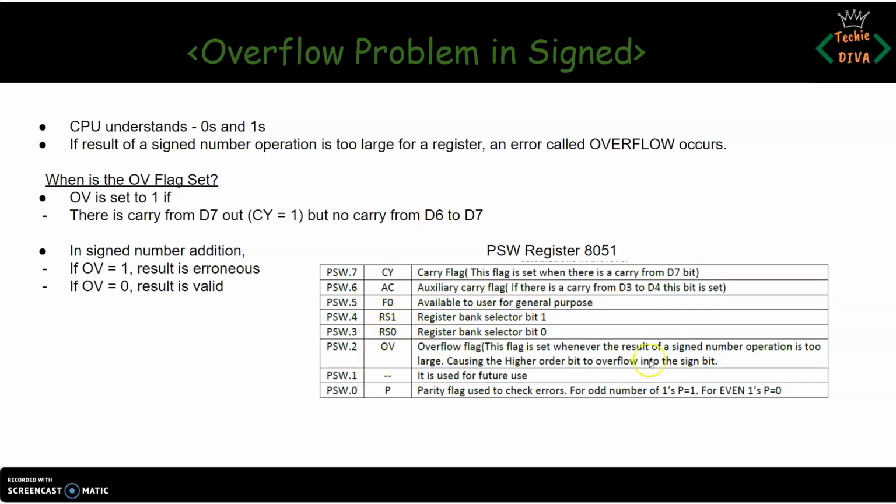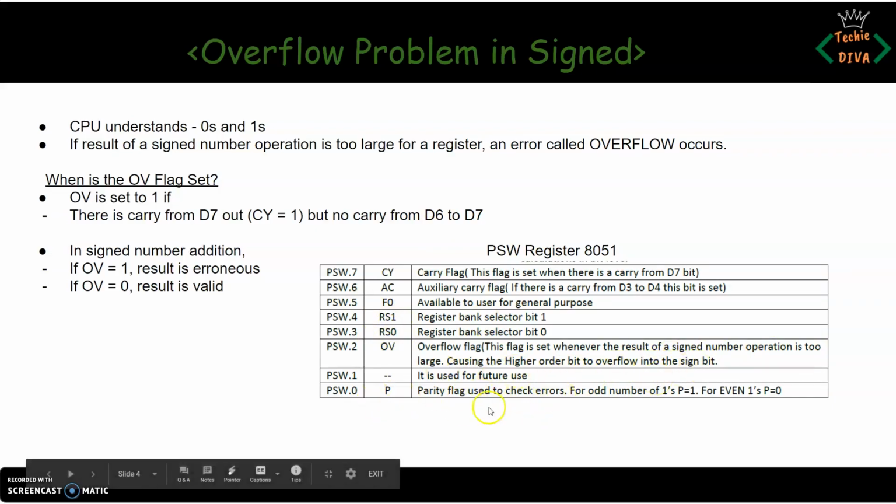The overflow flag is set whenever the result of a signed bit operation is too large and it causes the higher bit to overflow. The parity flag is used to check errors or debug. For an odd number of ones, P equals 1. For an even number of ones, P equals 0.